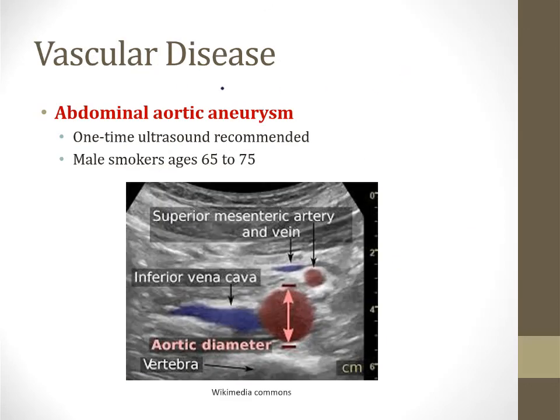And I'll finish with this slide. So we do screen for abdominal aortic aneurysms in one group of people. Male smokers age 65 to 75 should have a one-time ultrasound. And that's because this is the group that has the highest rate of abdominal aortic aneurysms. And if you identify them early, as you may know, there is surgical intervention. So this is something a lot of people forget about.